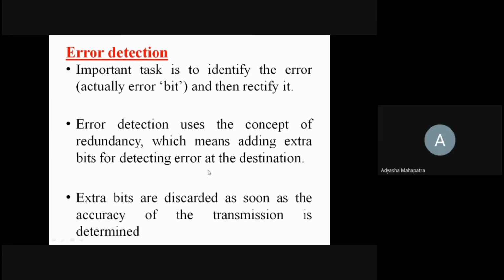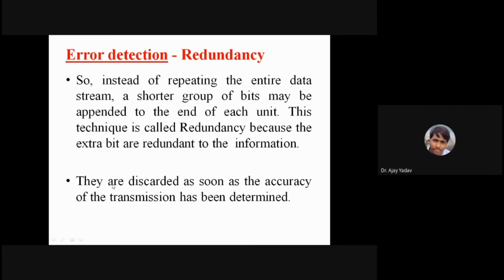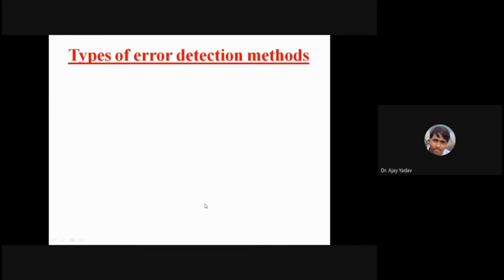So extra bits will be discarded as soon as the accuracy of the transmission is determined. Since they are discarded, they are redundant to the whole information, and that's why this technology is called the redundancy bit checking method. This technique is called redundancy because the extra bits are redundant to the information. They are discarded as soon as the accuracy of the information has been confirmed.